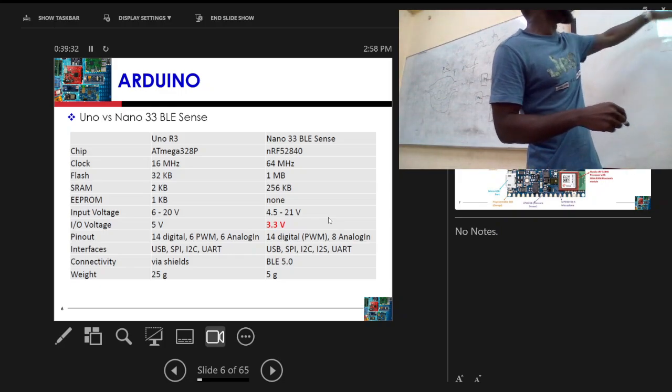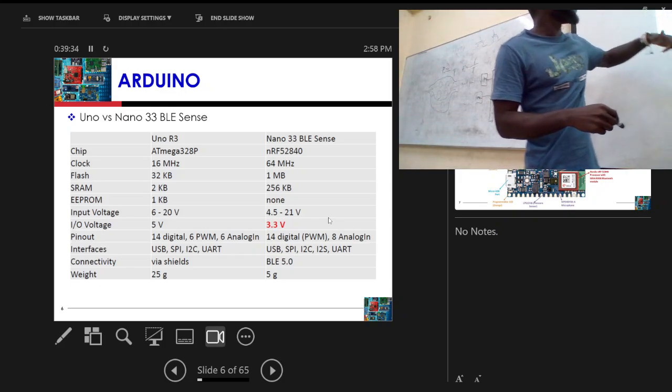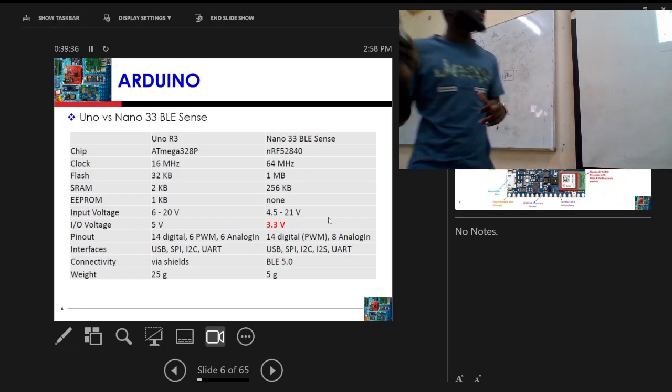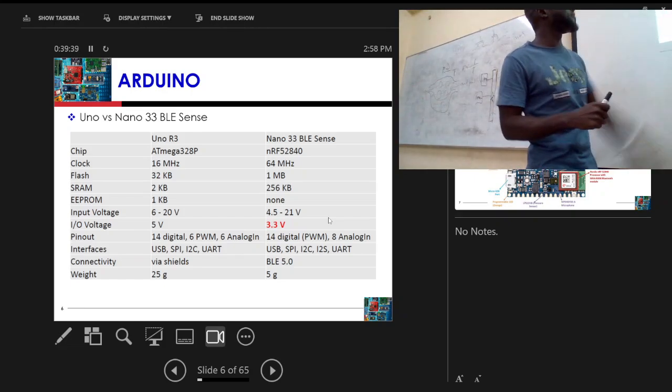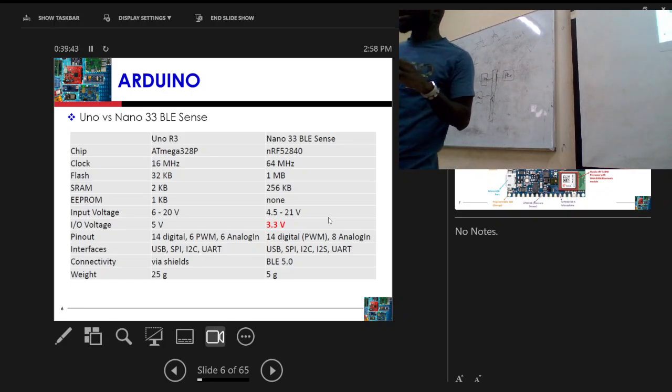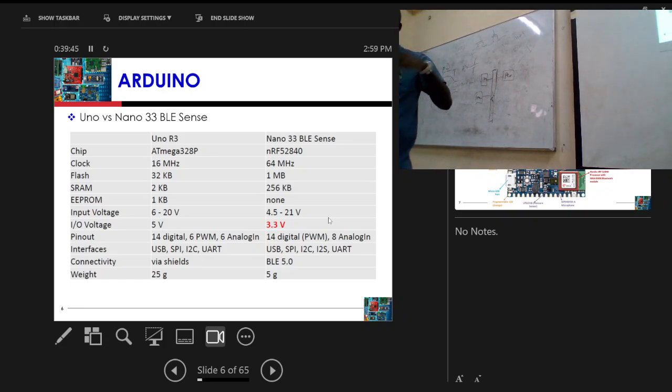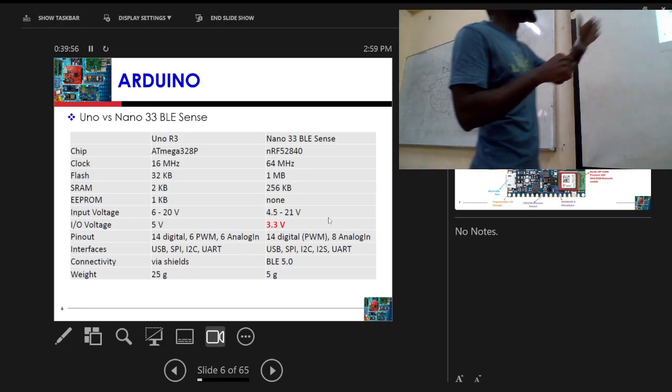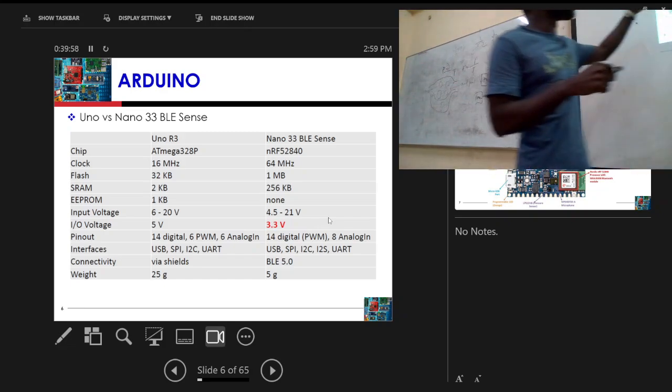Now we also have input voltage and I/O voltage. The most important thing is that the I/O voltage for the Nano is 3.3 volts. That is fixed. Once you supply the inner circuits of the Arduino Nano with more than 3.3 volts, it will blow up. Understood? But that of the Arduino Uno is 5 volts, and then we have the input voltage.